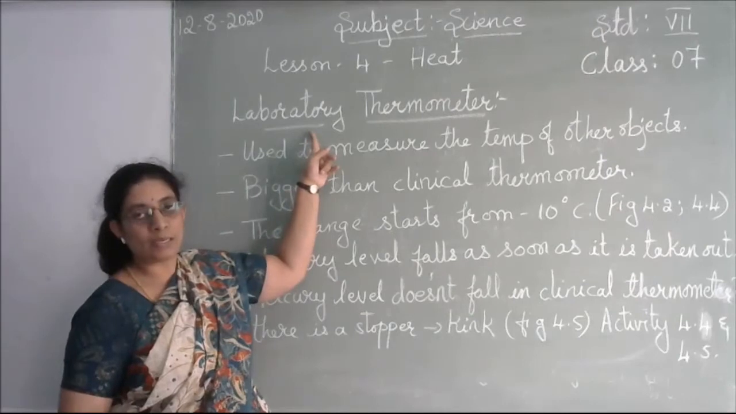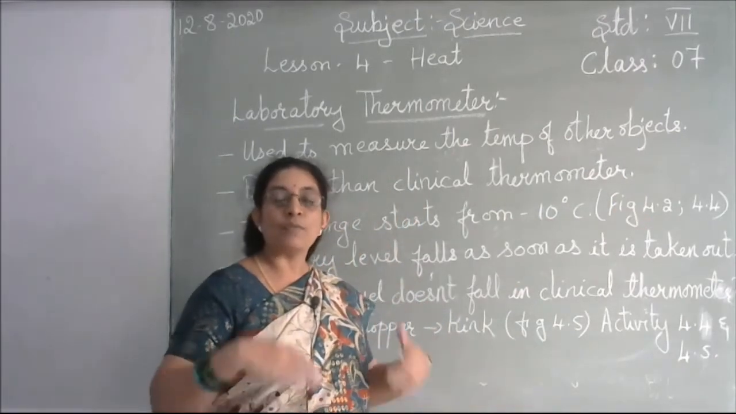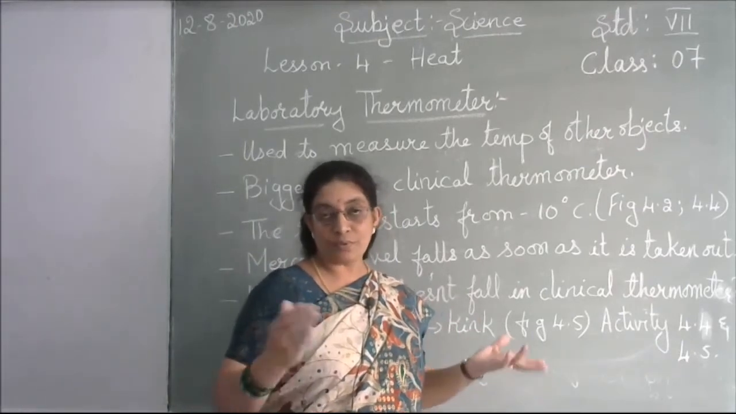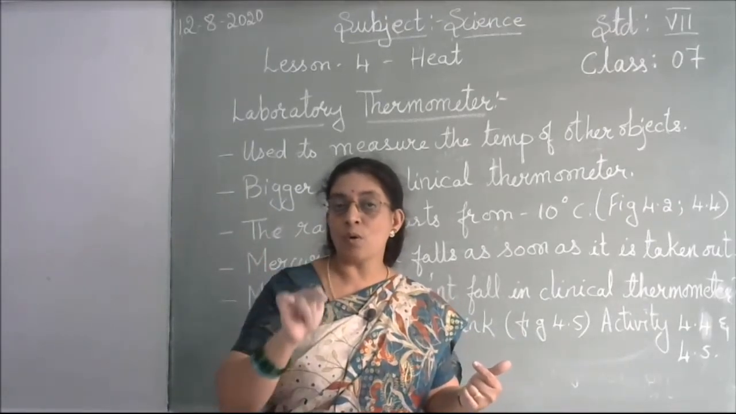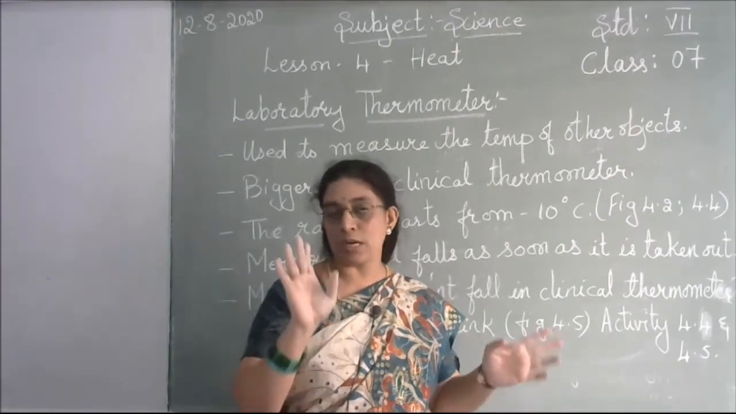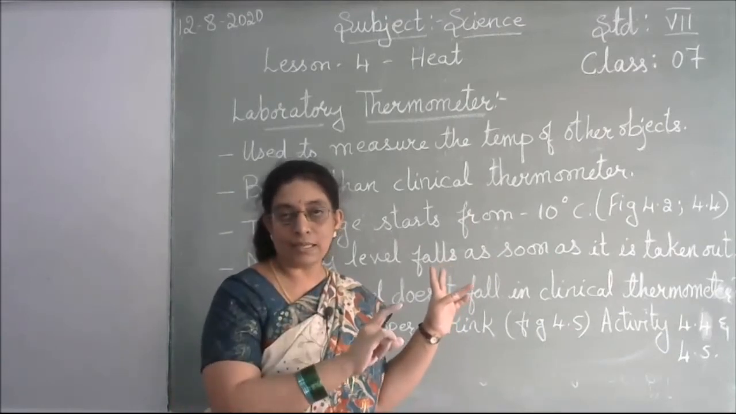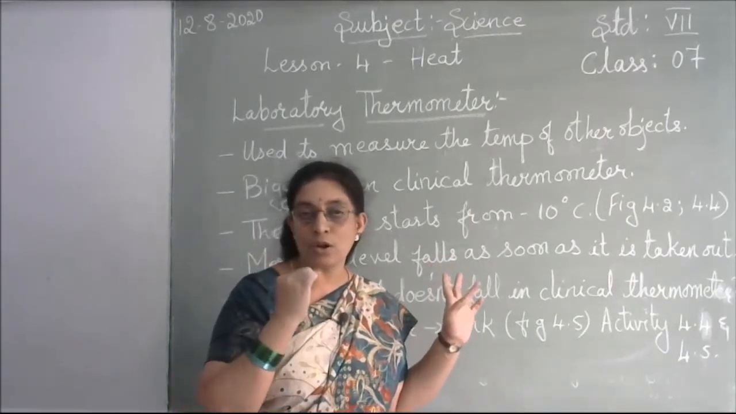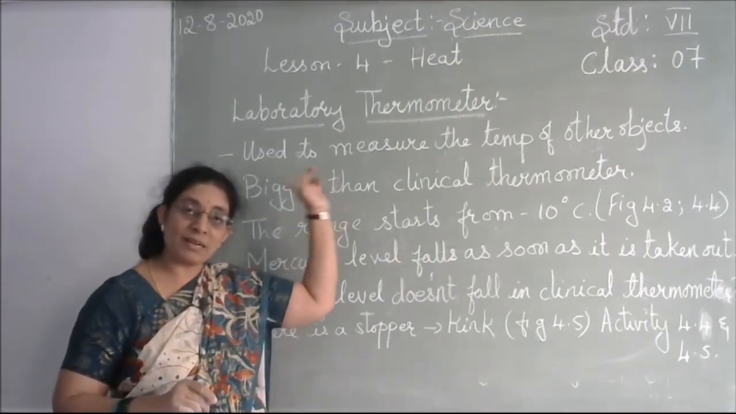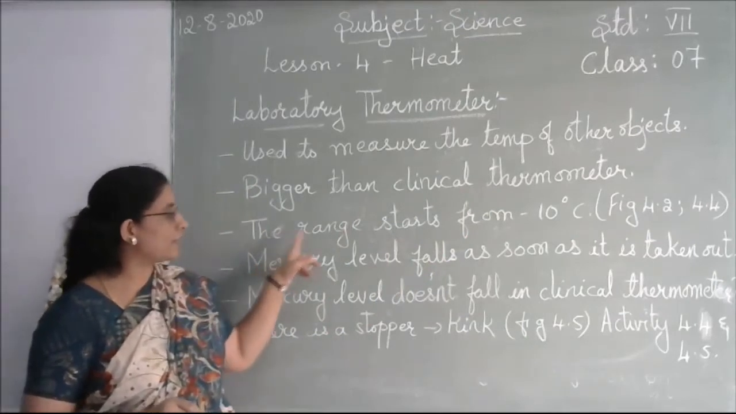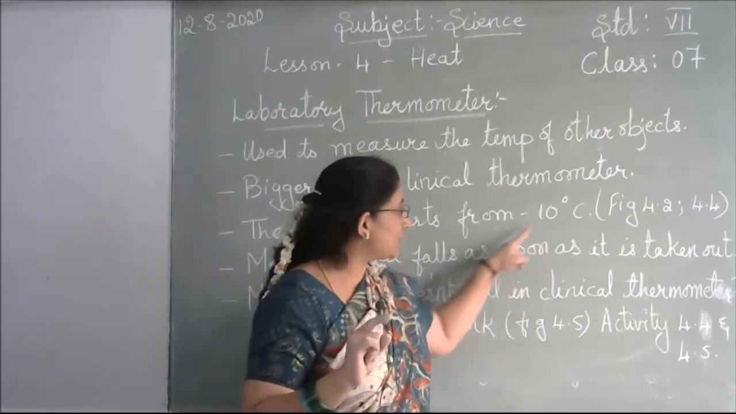This laboratory thermometer is used to measure the temperature of other objects. Apart from human beings, if you want to measure the temperature of any other object, for example, if you take a tumbler of boiling water and keep the laboratory thermometer in it, it will show you how hot the water is. For that purpose we use the laboratory thermometer. It is bigger than the clinical thermometer. The clinical thermometer is of medium size because it has to be kept under the tongue of a person. But the laboratory thermometer is much bigger. And here the range starts from 10 degrees. In the clinical thermometer, it used to start from 35 degrees, but here it starts from 10 degrees.